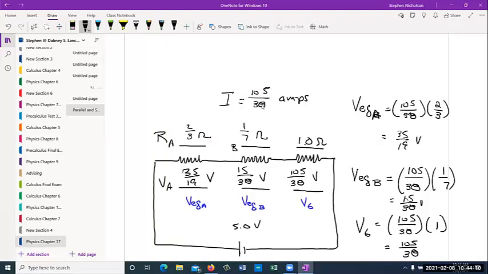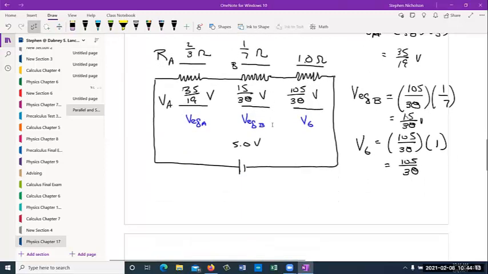And as a check here before we log off for the day, these three have to add up to 5. I probably could have simplified some of these, but maybe I couldn't. So let's add these together. 35 divided by 19 plus 15 divided by 38 plus 105 divided by 38, drum roll, 5. Okay, so that checks.